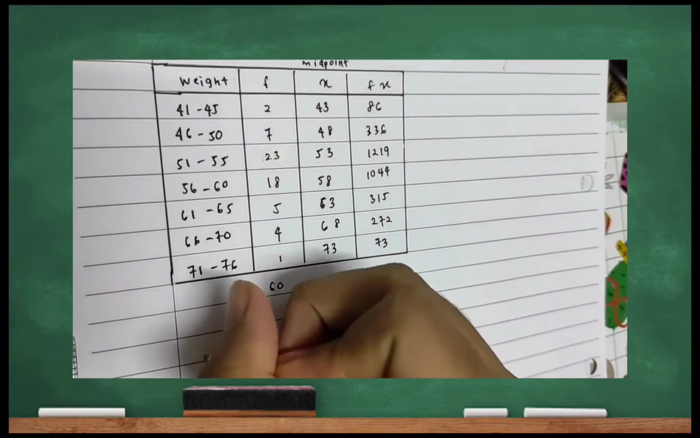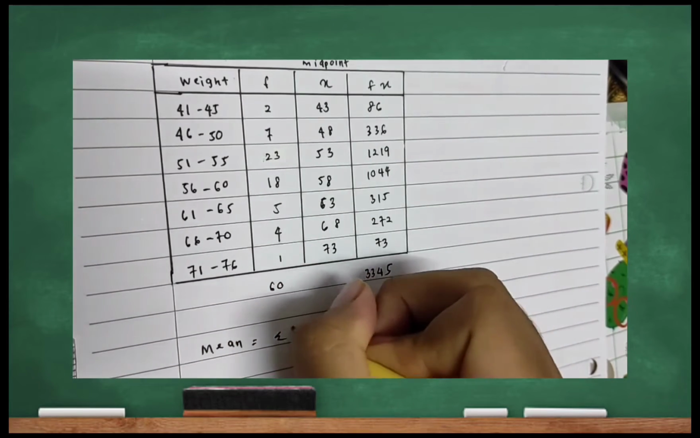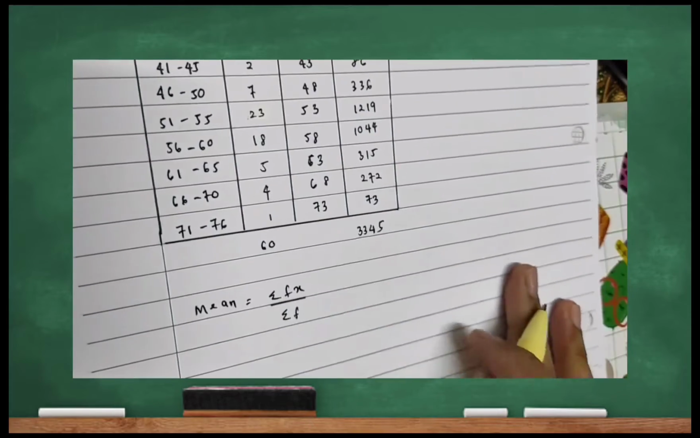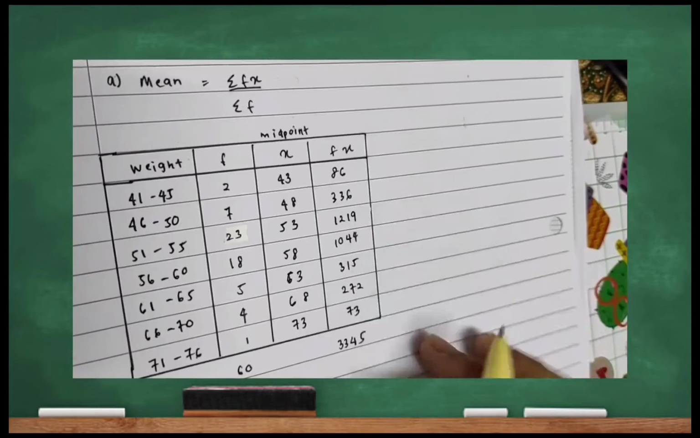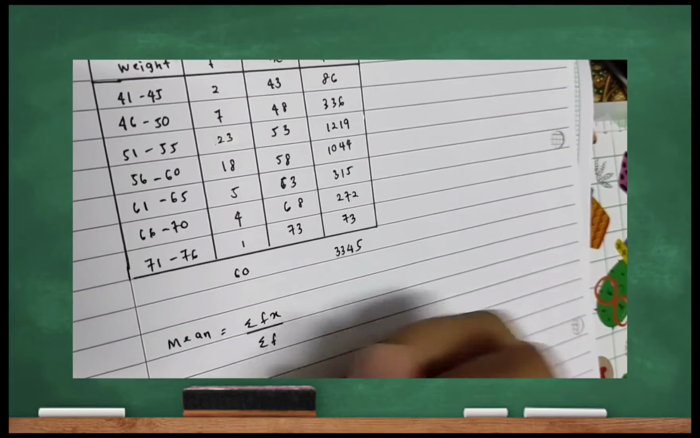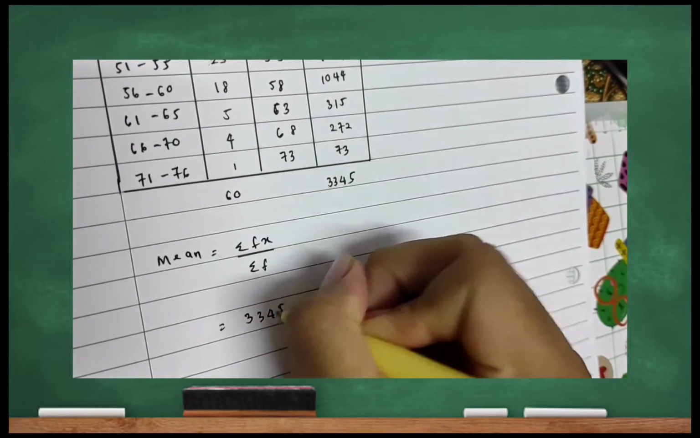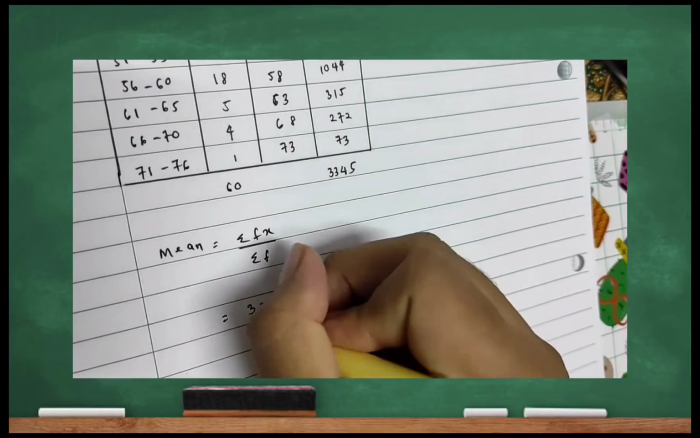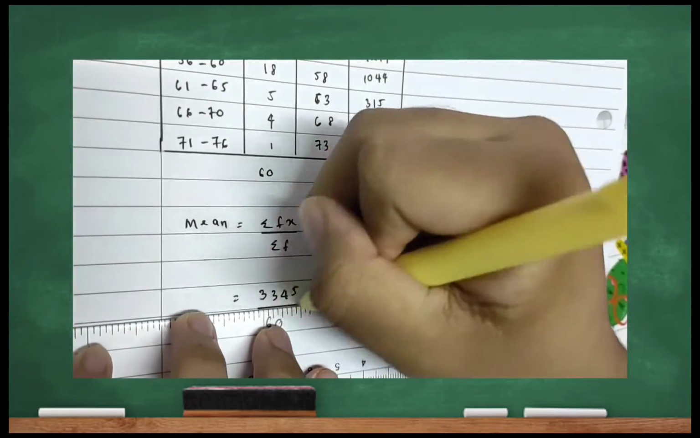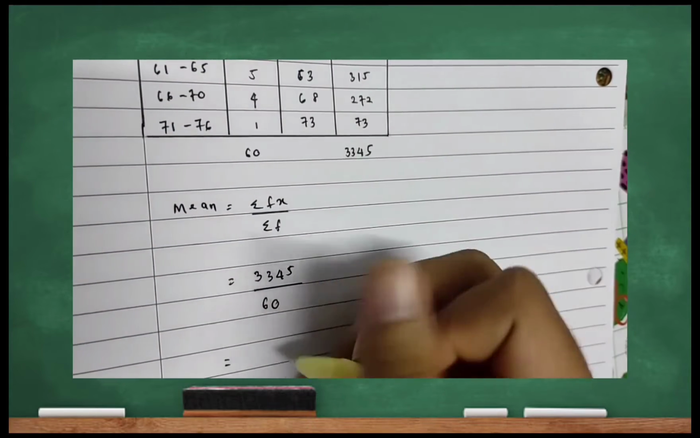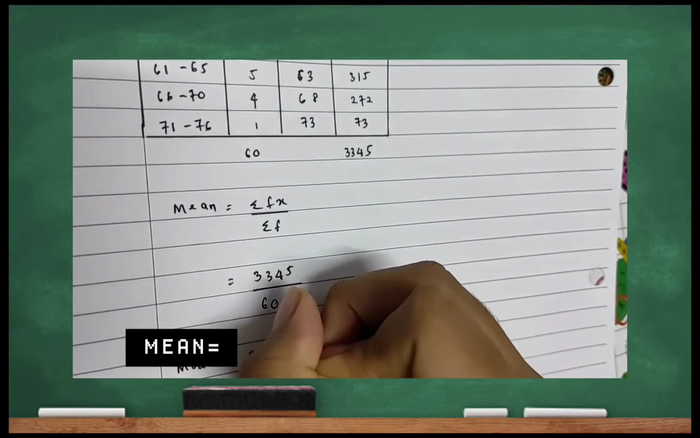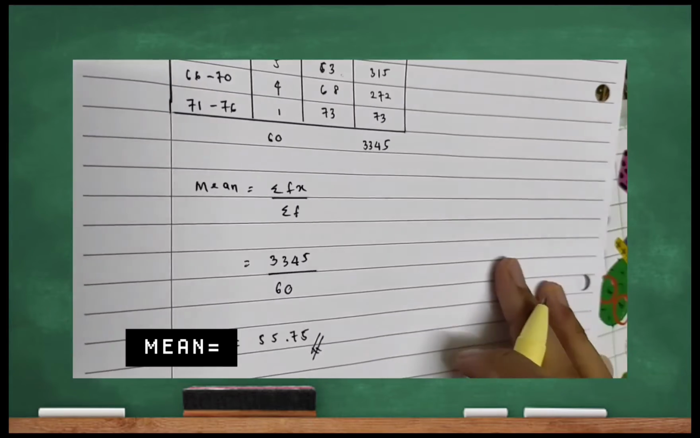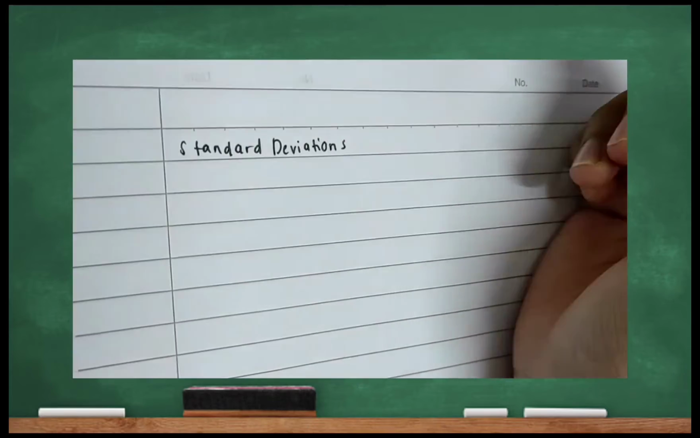Moving on, we are ready to find the mean value, which is by dividing fx with f. Next, we take the summation of fx, which is 3345, and divide it by the summation of f, which is 60, and we will get the mean value, which is 55.75. Okay, next we're moving on to standard deviation.